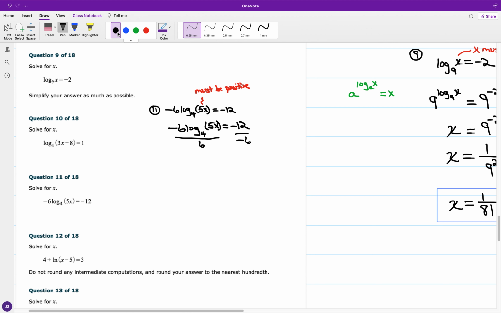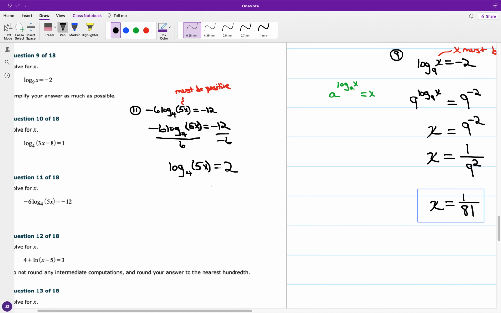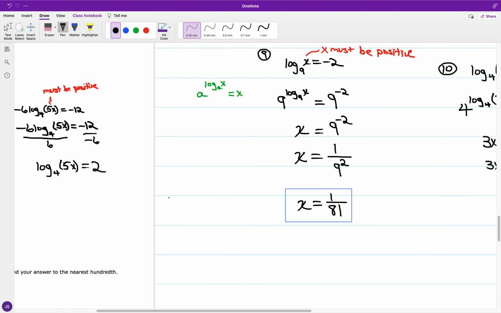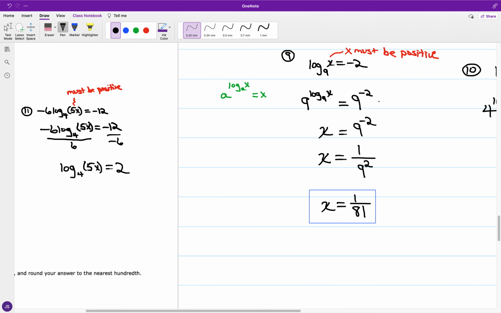And so for what we have now, the base 4 logarithm of 5x is equal to 2. All right, so we're back to where we have a single base 4 logarithm of an argument set equal to a constant. And so I can now take care of the presence of the base 4 logarithm by treating both sides once again as powers to which 4 will be raised, just like what I had with number 10.